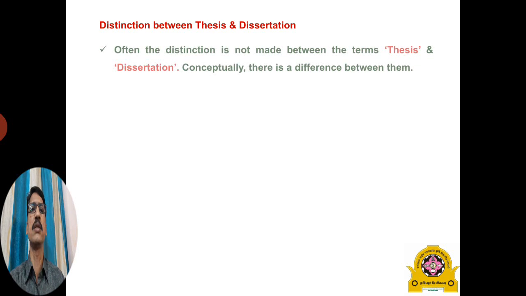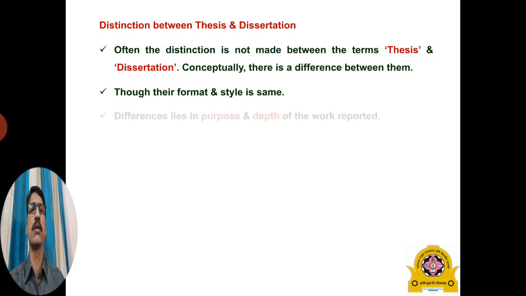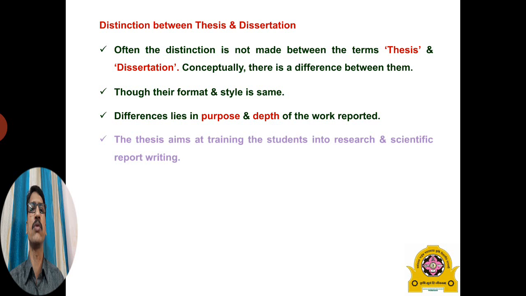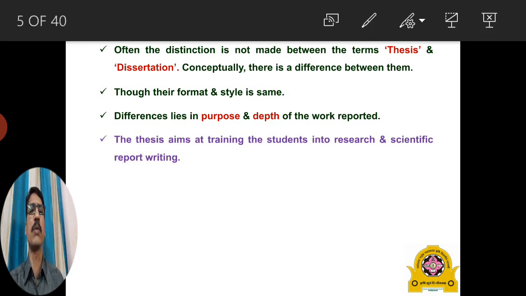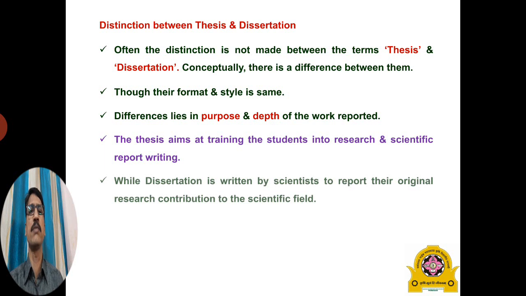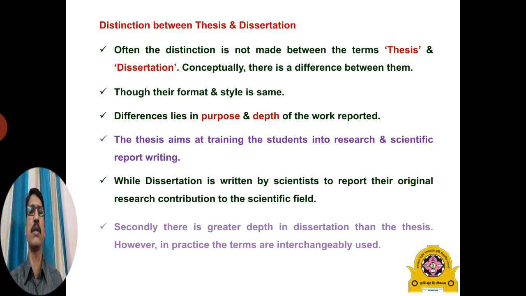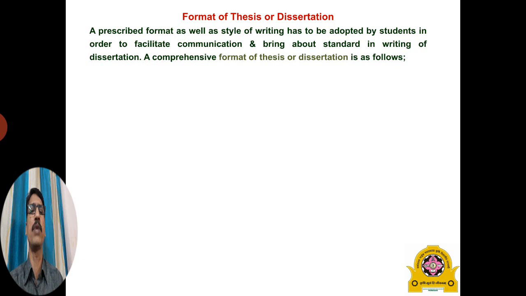Then what is the distinction between the thesis and dissertation? Actually, these words are used interchangeably, but the difference lies in the purpose and depth of the work. The thesis aims at training the student in research and scientific report writing, whereas a dissertation is written by scientists to report their original research contribution to the scientific field. Next, we studied the different parts of the thesis or dissertation. The thesis is divided into three major parts: preliminaries, body or text, and end matter.